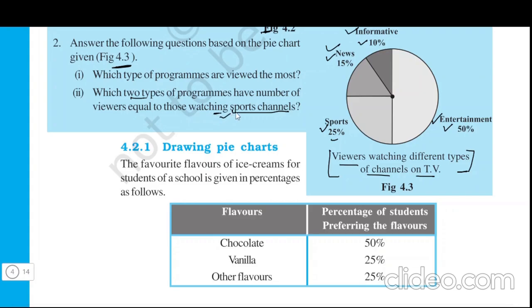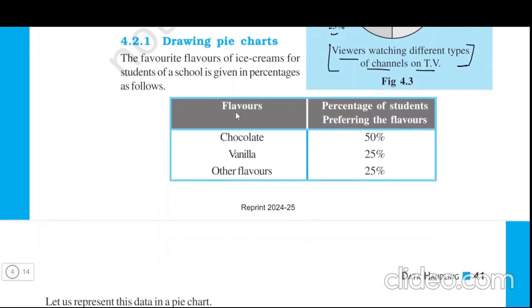Drawing a pie chart. Now, how do we draw a pie chart? The favorite flavors of ice cream for students of a class are given in percentage as below. These are some of the favorite ice cream flavors. So, what is your favorite flavor? Mine is butterscotch. So that will be in other. Based on this data, 50% of students like chocolate, 25% prefer vanilla, and 25% prefer other flavors. Suppose a party is to be organized in a school, and they have to decide which type of ice cream to bring. How will they represent this in the form of a pie chart?